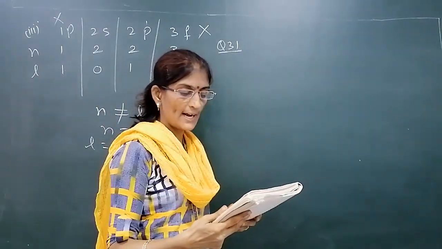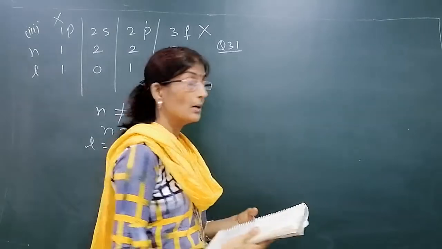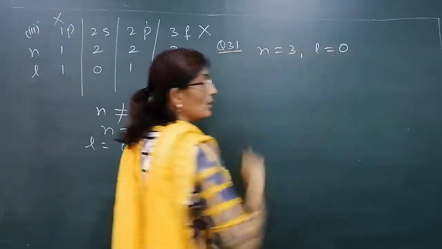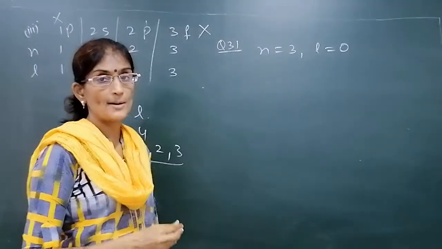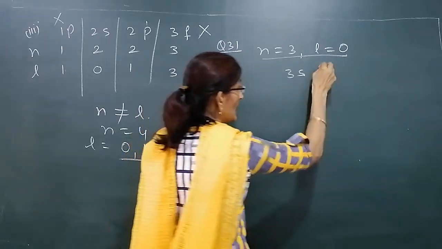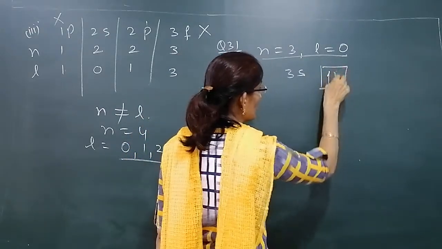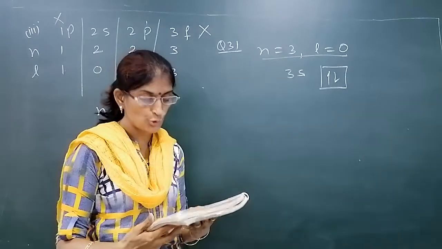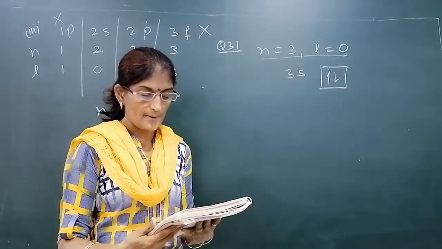How many electrons in an atom may have the following quantum numbers? n equal to 3, l equal to 0. How many electrons are possible? We know that this orbital would be 3s, and in 3s only one orbital is there, so 2 electrons are possible. So the number of electrons with n=3 and l=0 is 2.